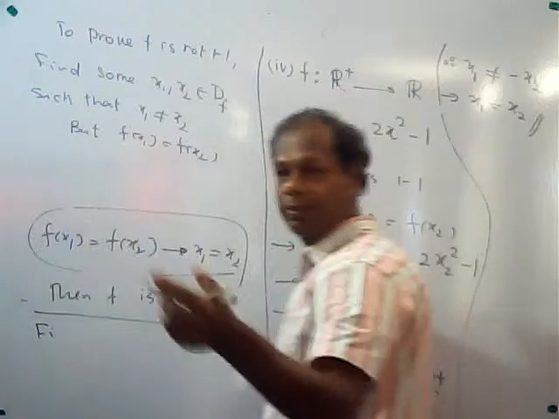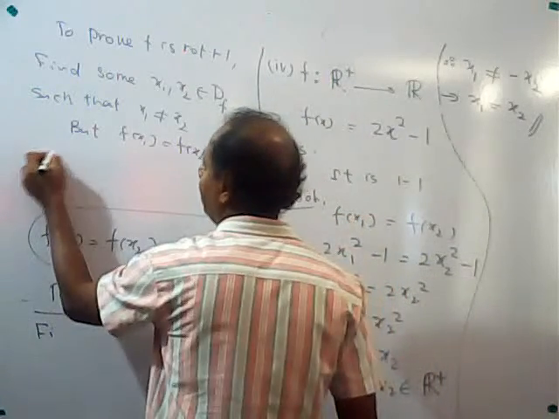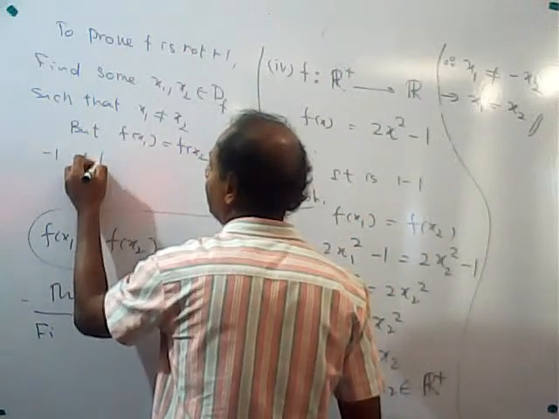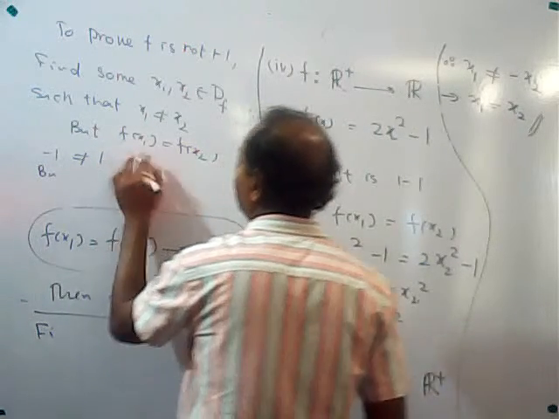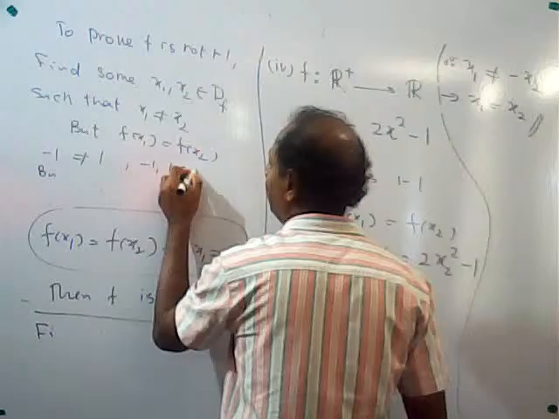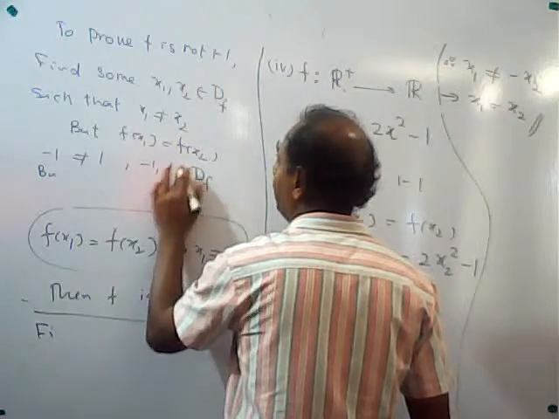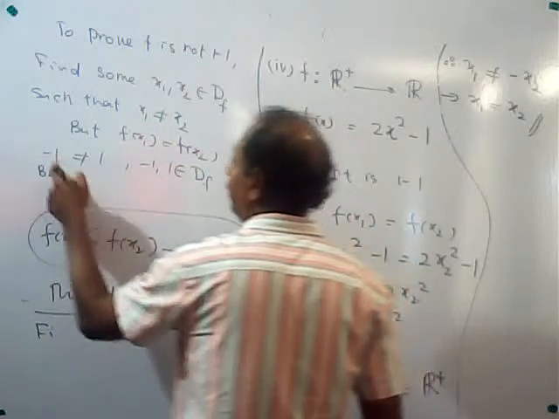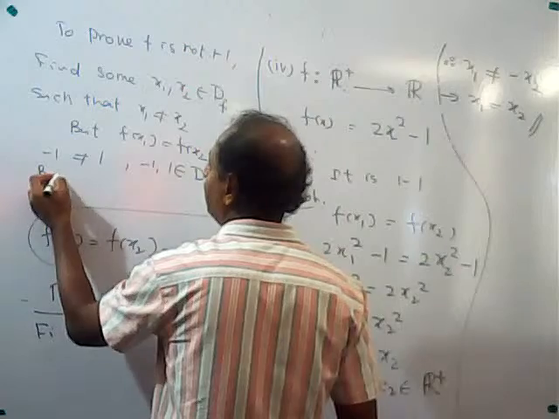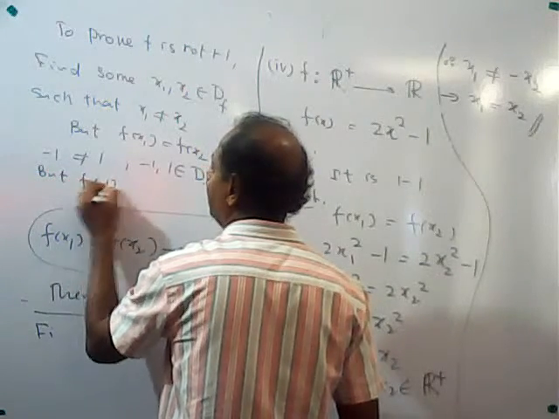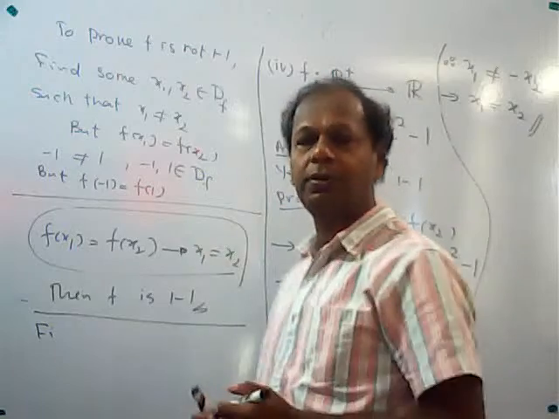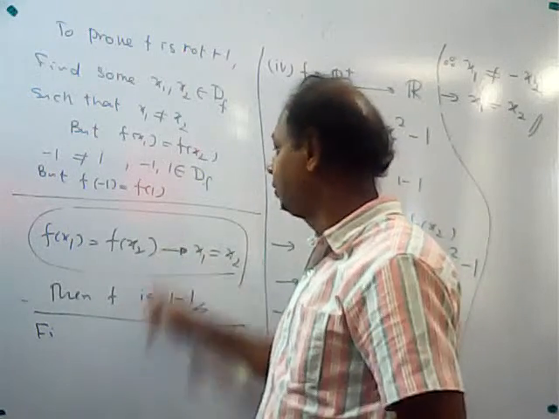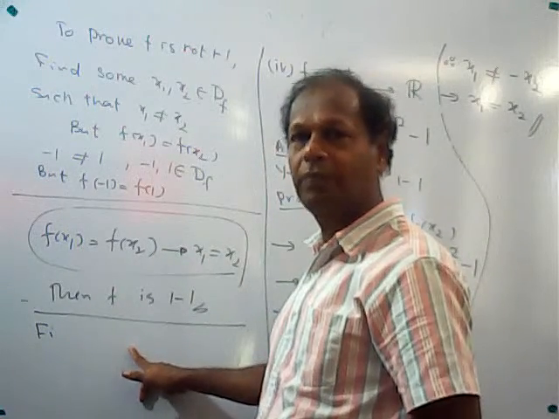In our particular previous example, we have taken -1 and +1. They are not equal, and they are in the domain of f. -1 is not equal to +1, but f of -1 equals f of +1. This is how you show that it is not one-to-one. And this is how you show that it is one-to-one.